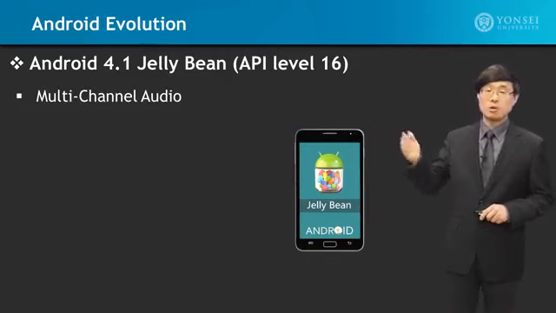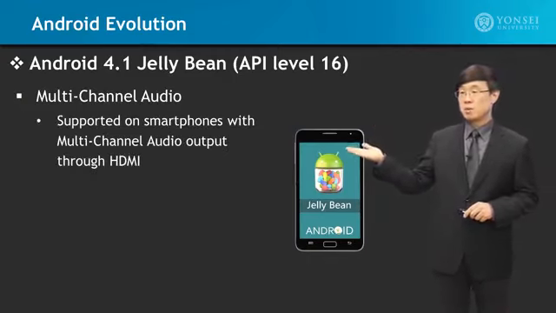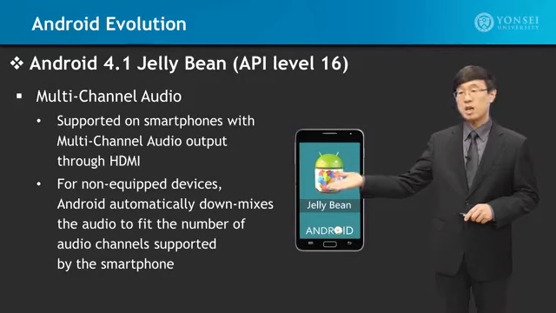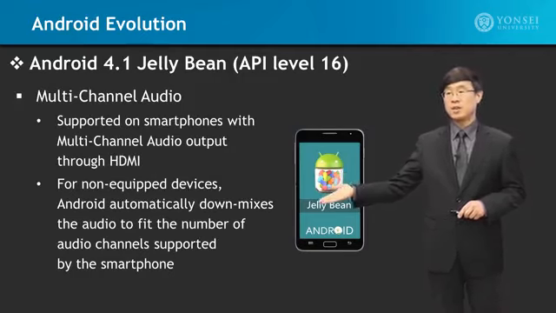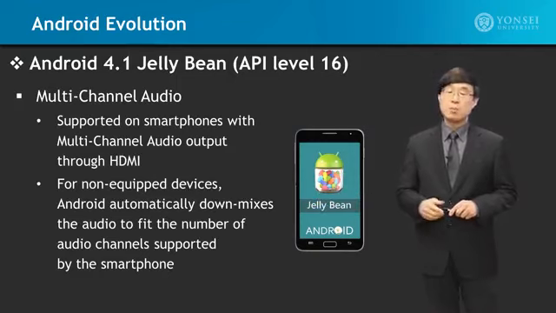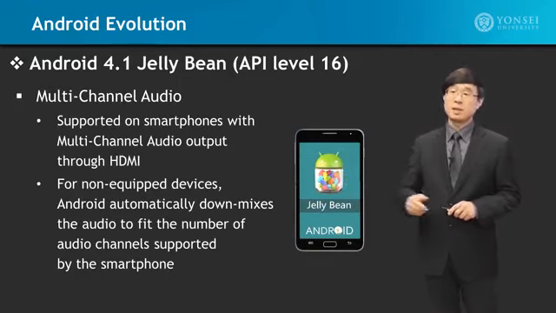Multi-channel audio was also supported by Jelly Bean. This is supported on smartphones with multi-channel audio output through HDMI. The key feature is that for non-equipped devices, Android automatically downmixes the audio to fit the number of audio channels supported by the smartphone. So there was adaptation capability built into this.